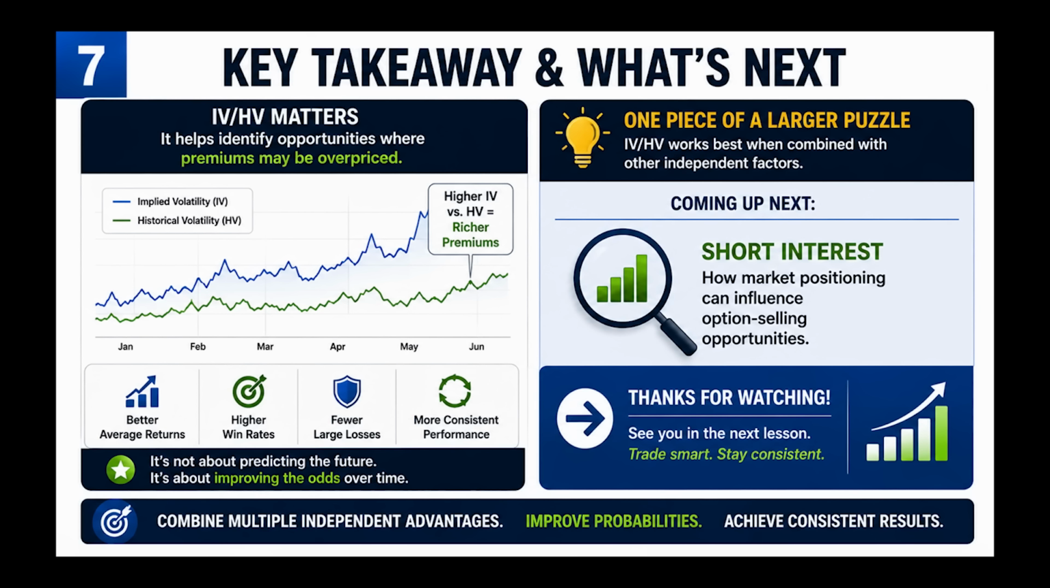So far, we've examined institutional ownership, price divided by average true range, and IV divided by HV. Next, we'll explore another important ranking factor, which is short interest, and discuss how market positioning can influence option selling opportunity.